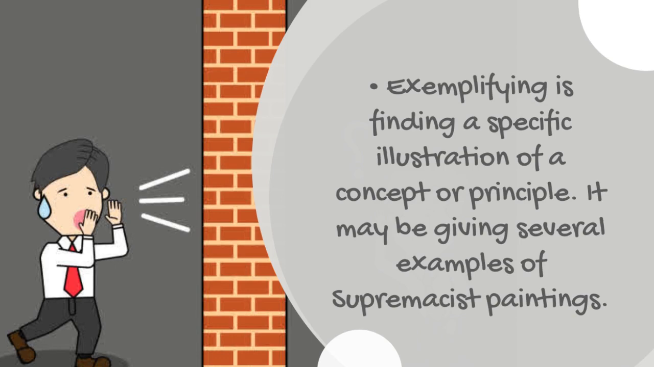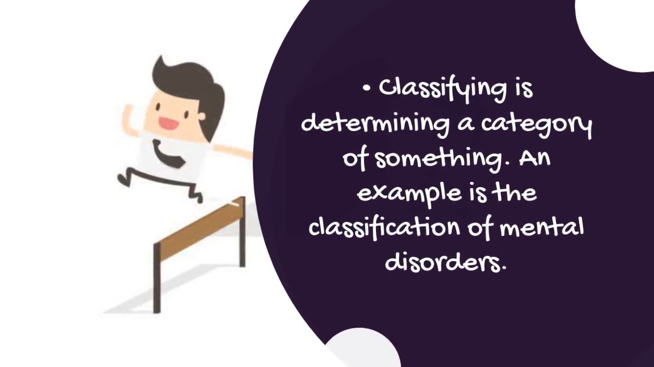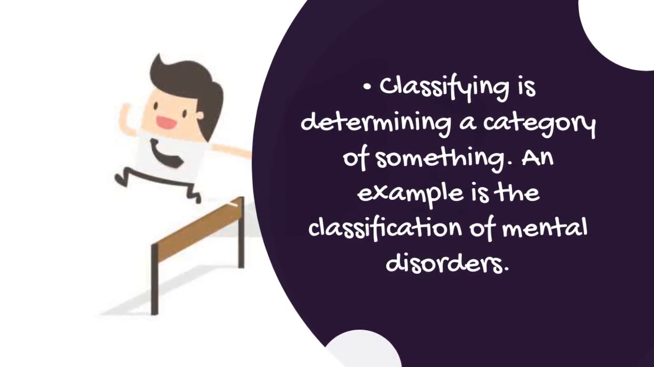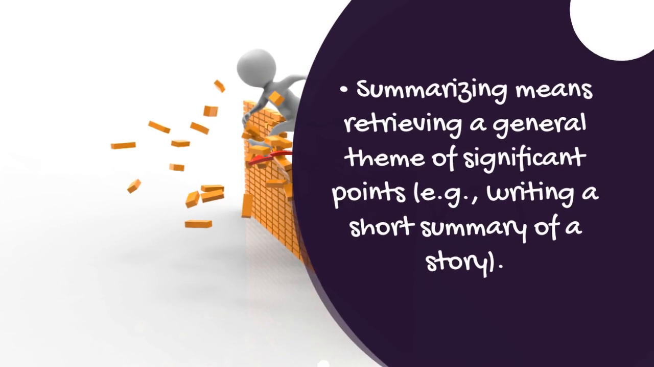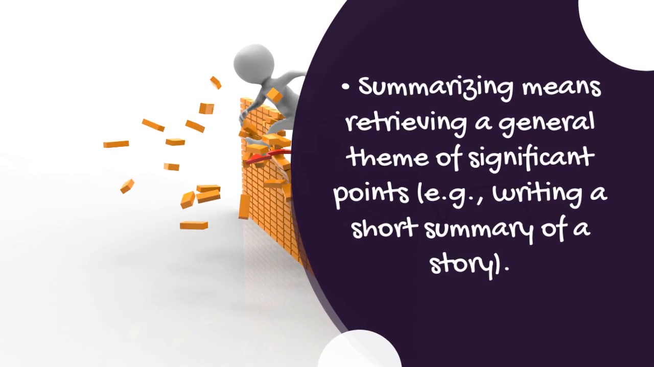Third, classifying. Classifying is determining a category of something, like, for example, the classification of mental disorders. Another example is summarizing. Summarizing means retrieving a general theme of a scientific point, such as writing a short summary of a story.